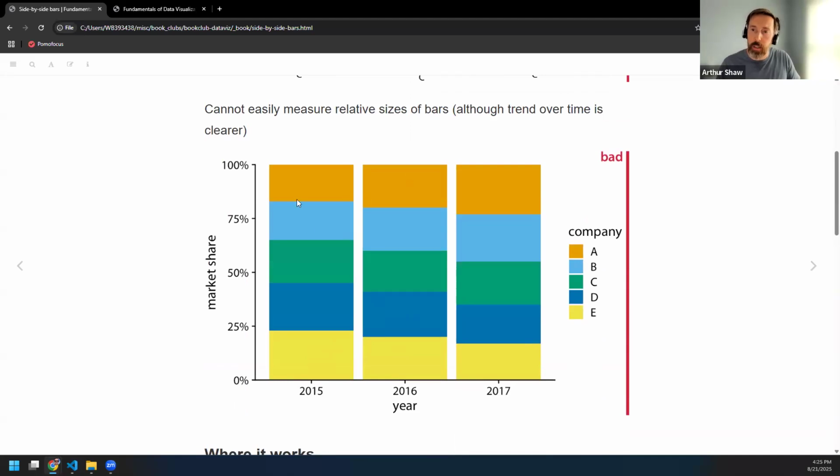Here you can kind of see, for this company A, that market share has increased over time, right? For some of them, you can kind of easily discern changes in market share over time. So that's kind of helpful. You can see this trend across these three years.